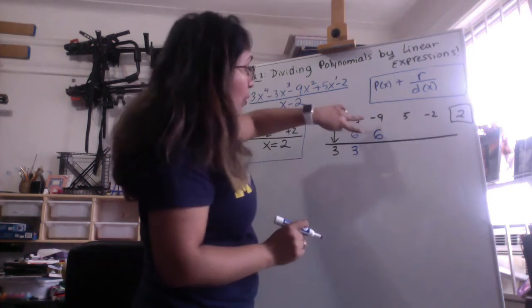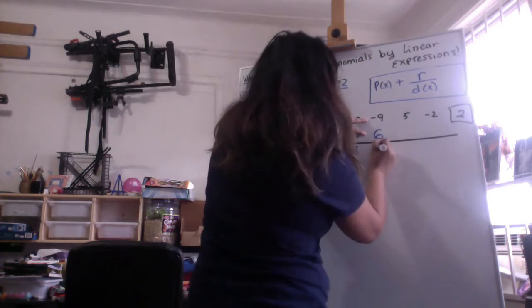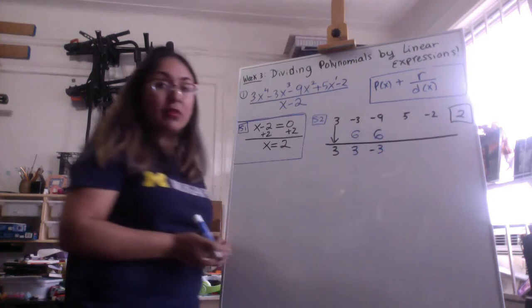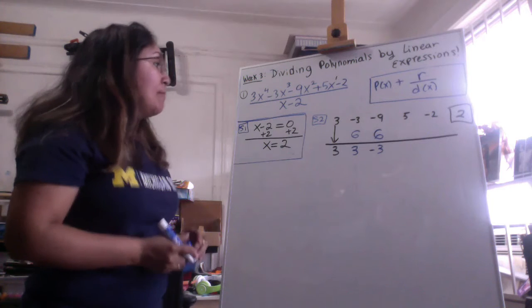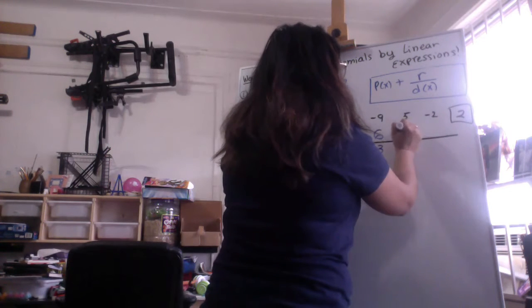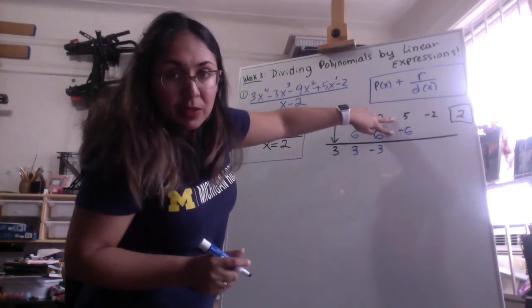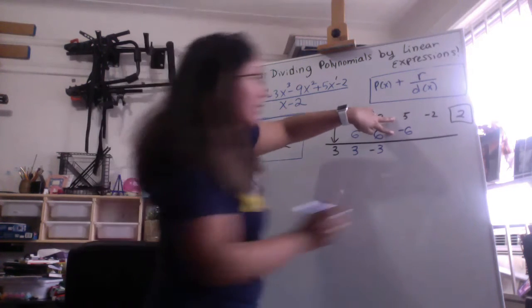And I'm going to add those two numbers. Negative 9 plus 6 gives me a negative 3. That's what I bring down when I combine those numbers by adding. When I have negative 3 times 2 is negative 6, so I put that there. And again, I'm going to combine those numbers by adding. 5 plus negative 6 is negative 1.